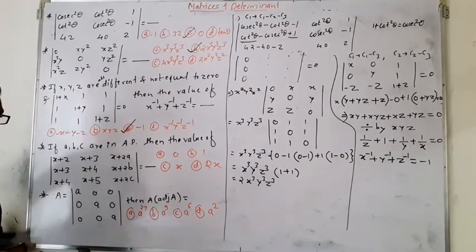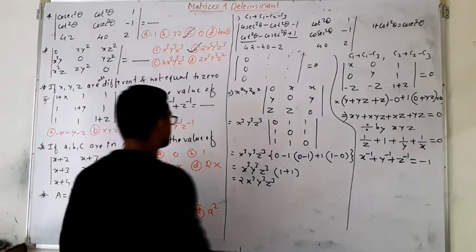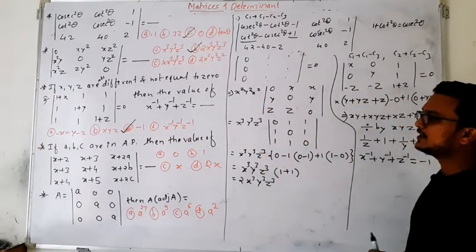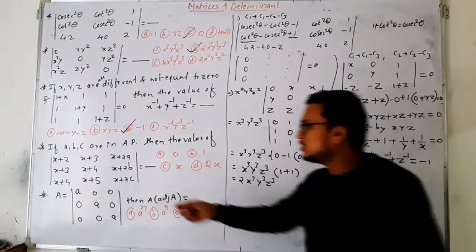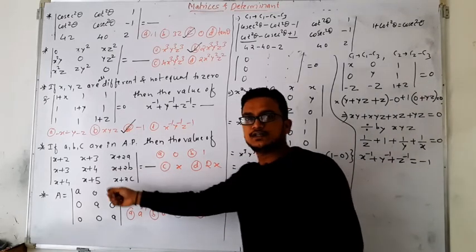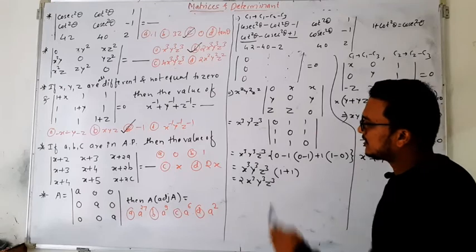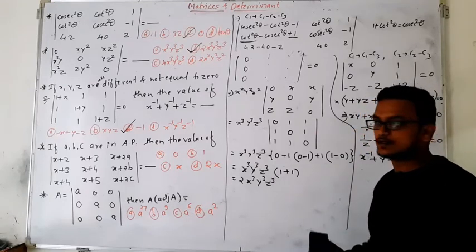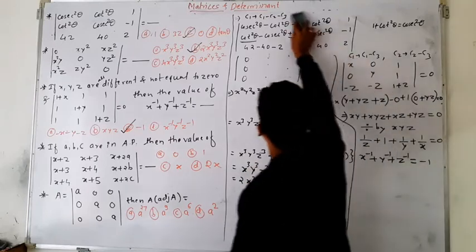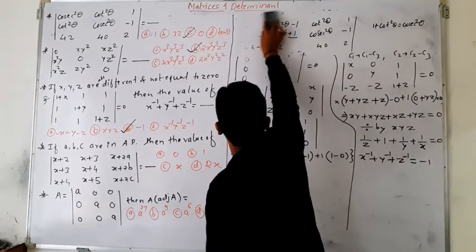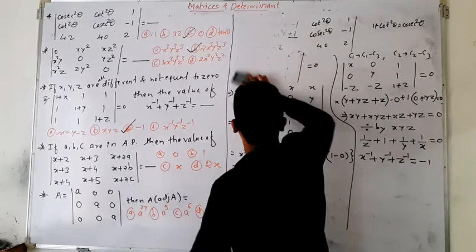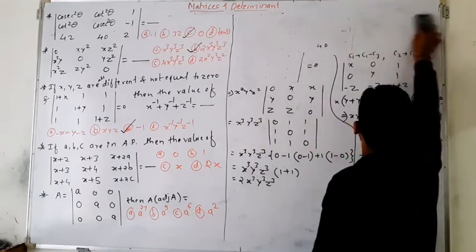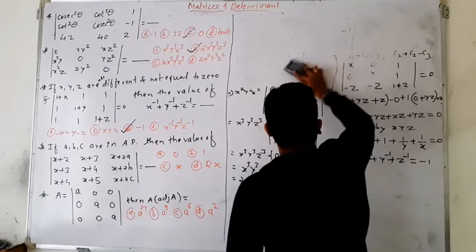Okay. Now the next question. The next question is: if A, B, C are in AP, then find the value of this determinant. The options are 0, 1, x, 2x. Okay, see the condition. Read the condition carefully: that A, B, C are in AP. AP means what here? Arithmetic progression.